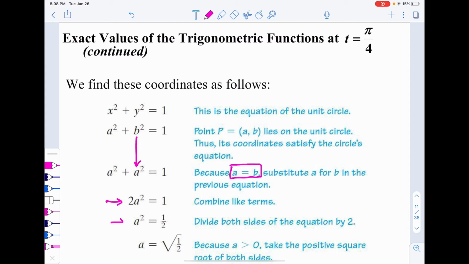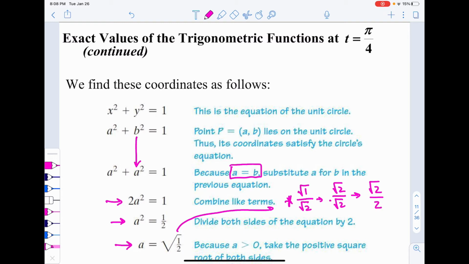If we divide by 2 and then take the square root, we have a is equal to the square root of 1/2. Well, we know that the square root of 1/2 is not a simplified form. If I have a square root of 1/2, that means I have the square root of 1 over the square root of 2, which means I'd have to rationalize my denominator, which means I'm going to end up with the square root of 2 over 2. There they said because a was greater than 0, we only took the positive square root of both sides.